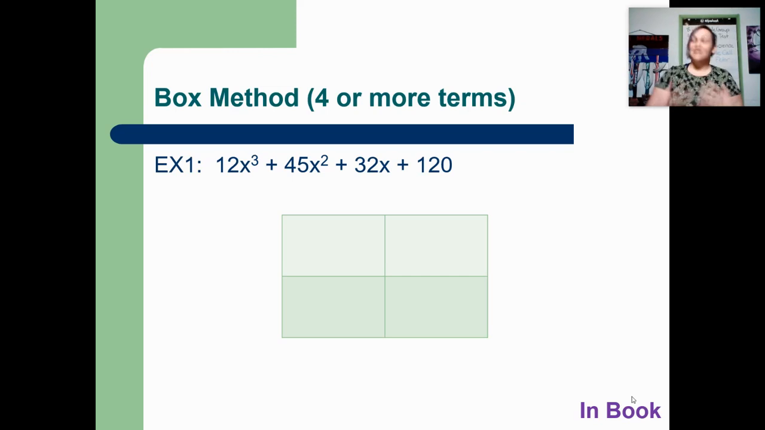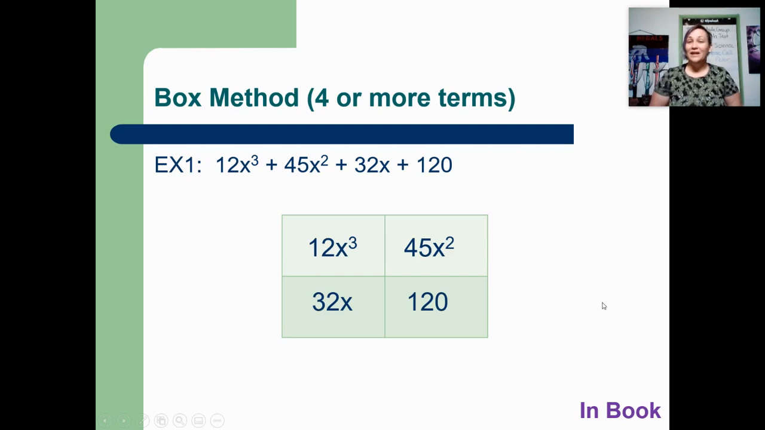And again, since we're working backwards, I'm actually going to take each of these terms and I'm going to fill it into the box, starting in the top left-hand corner. So I'll put the 12x to the third, and then next to it, I put the 45x squared. Then I jump down to the second row and I put the 32x. And then I finished it off with the 120.